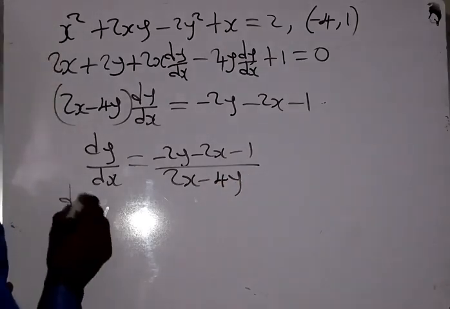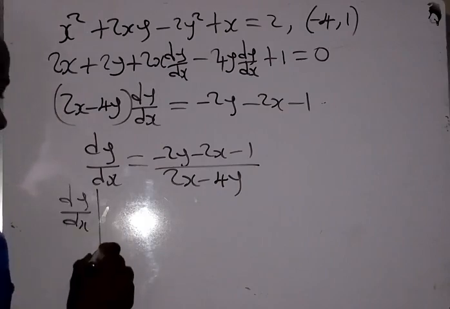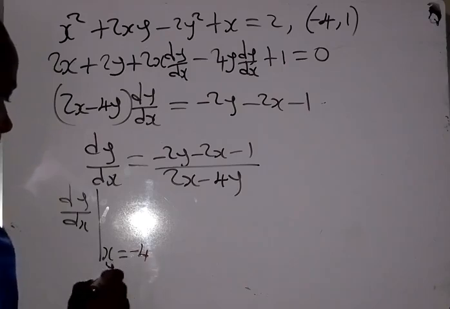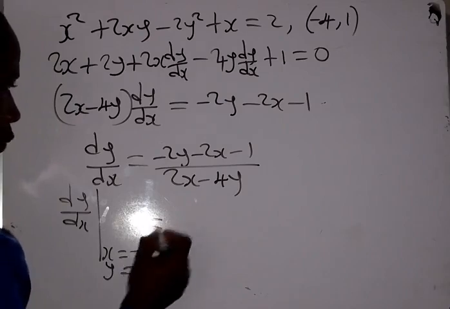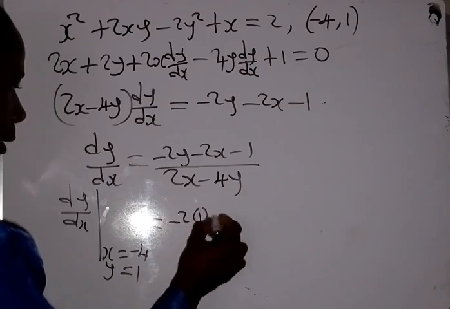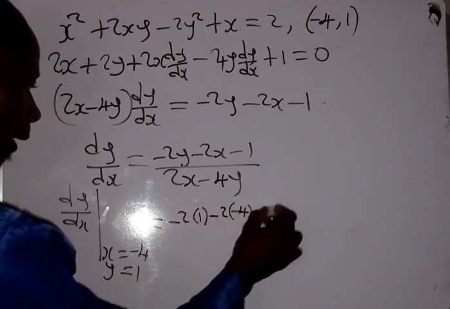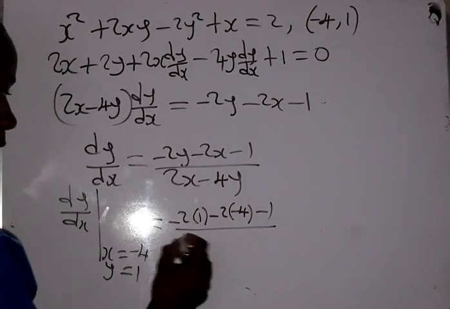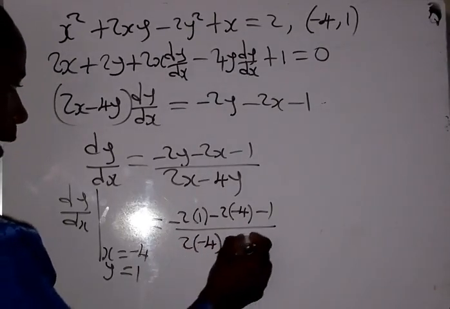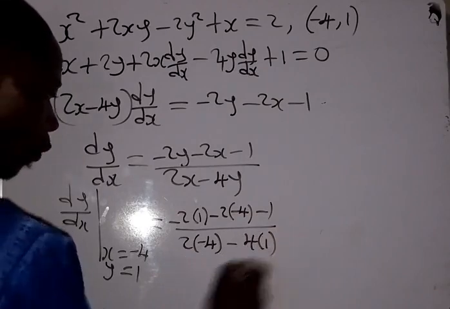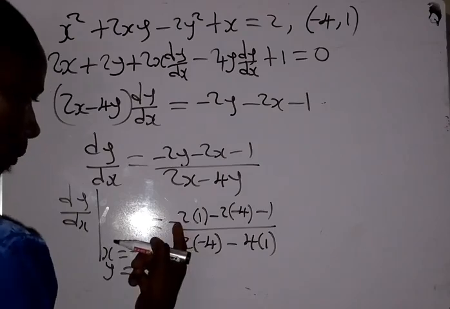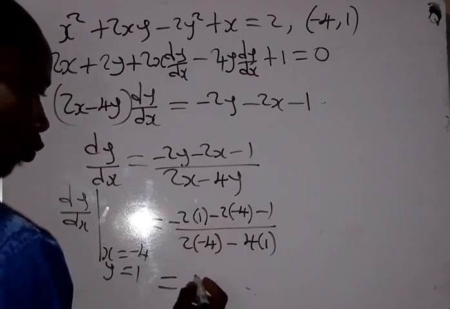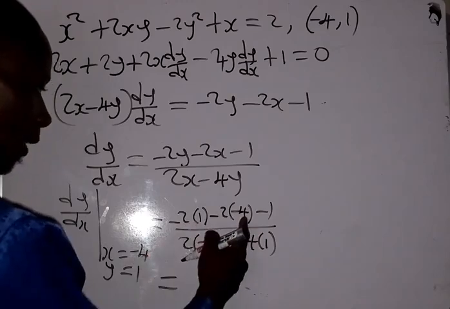So at the point, for dy over dx, we have x is equals to minus 4 and y equals to 1. So we'll substitute this to be minus 2 open bracket 1, minus 2 open bracket minus 4, and then minus 1, all over, I'm using this coordinate, 2 open bracket minus 4, then minus 4 open bracket 1. So this will have as minus 2 times 1 is minus 2. Minus times minus is plus, so that will be 8. So we are left with minus 2 plus 8, that is 6.